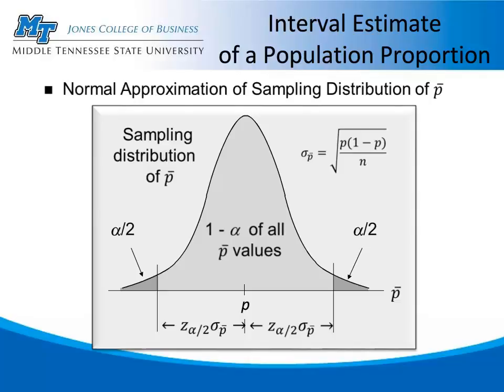The interval P bar plus and minus the z value times this approximation for the standard error is going to contain a certain proportion of all possible sample proportion values. And this is the way that we can get that confidence interval estimate. But it's very, very similar to what we've done previously. It's just a different formula.